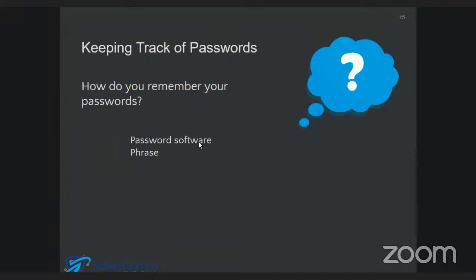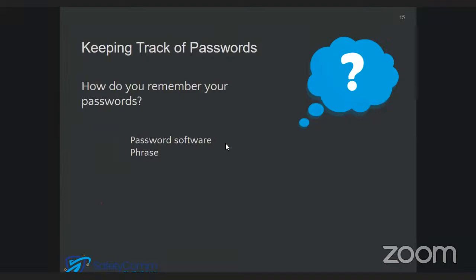And then password software. So there are password managers. A password manager helps keep your passwords for you. Three examples of password managers: one is Wadded, and there's Bitwarden, there is LastPass, there is Dashlane, there is ePassword. Those are some of the password managers, I put them in the chat box.